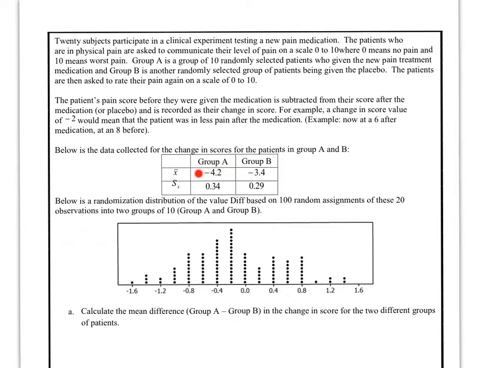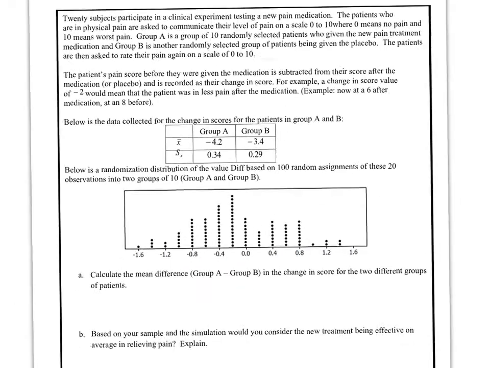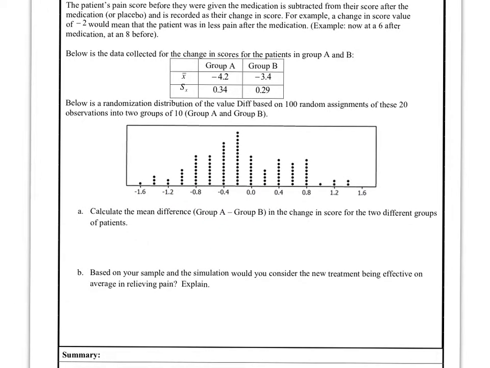So group A has a pain reduction of negative 4.2, and group B's is negative 3.4. What we want to know is whether there's a difference, and that difference is negative 0.8. That's the average difference when we subtract. When it says calculate the mean difference, group A minus B, negative 4.2 minus negative 3.4 is negative 0.8. So on average, group A has 0.8 more pain reduction than group B. All right? That's all that's really talking about.